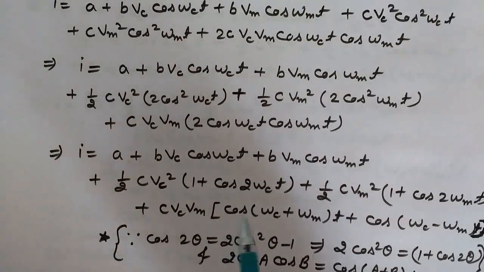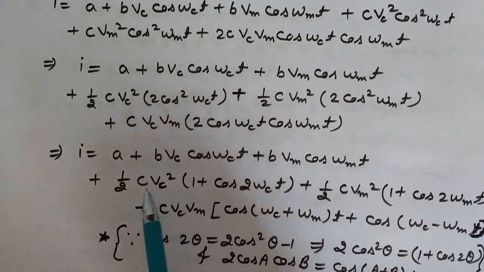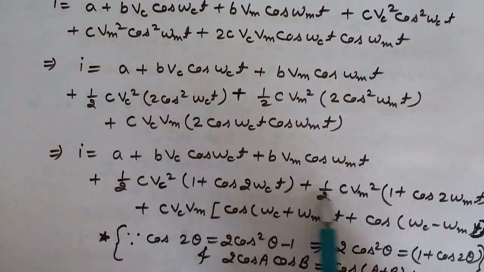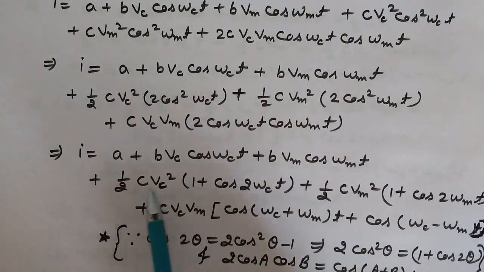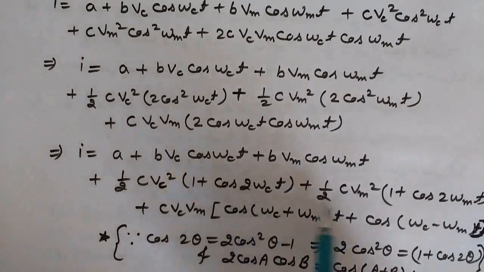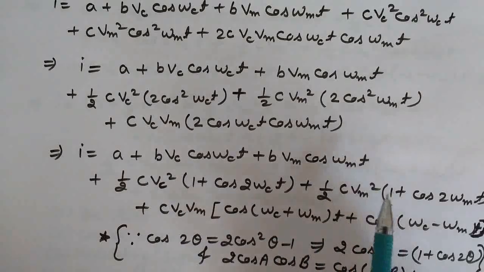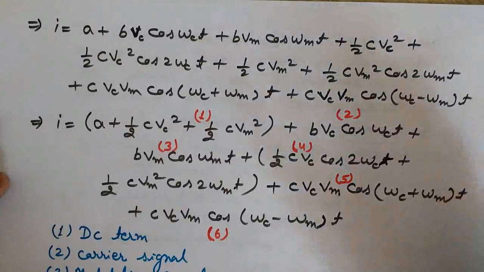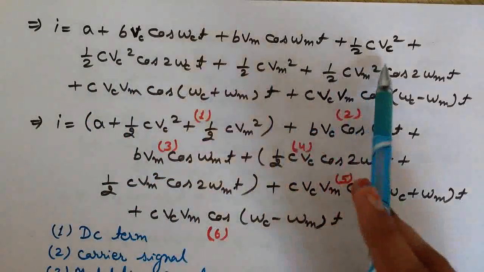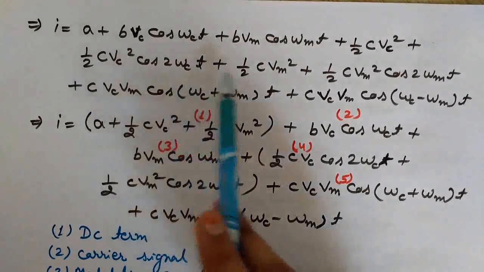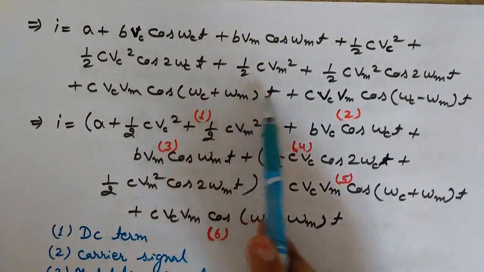Now, in the next step, we will simply multiply these terms. Half cvc square will be multiplied by this, half cvm square will be multiplied by this, and we will open this bracket and multiply cvcvm with these two terms. So this will be our next step, so watch carefully. As I told you, this is just the multiplication, and we have just opened the brackets and multiplied each term. So you need not worry much about this large expression. This is just the multiplication.